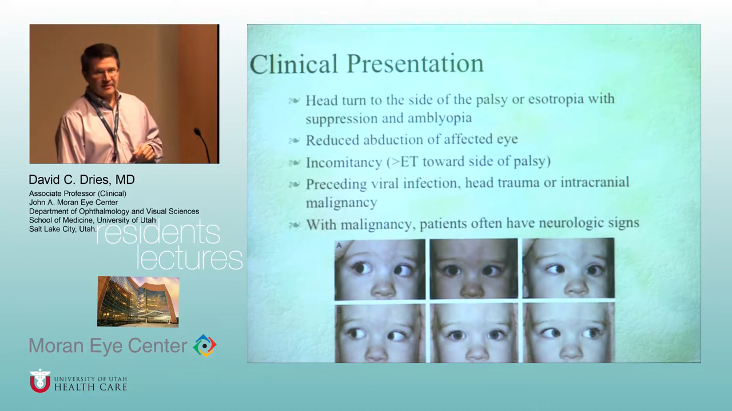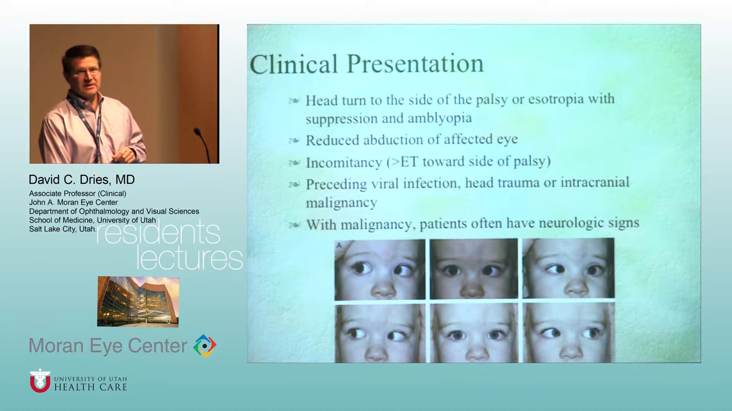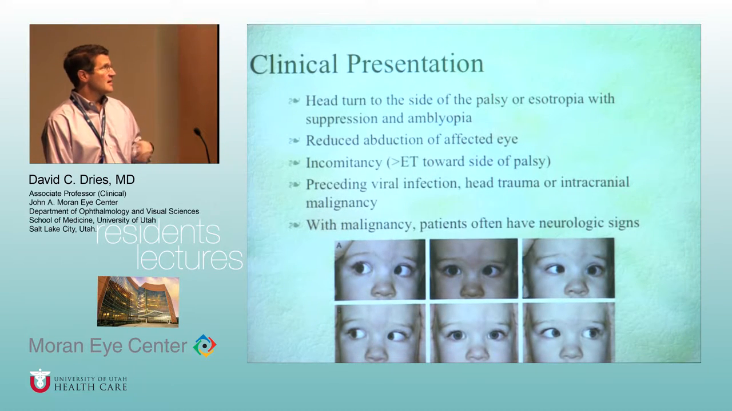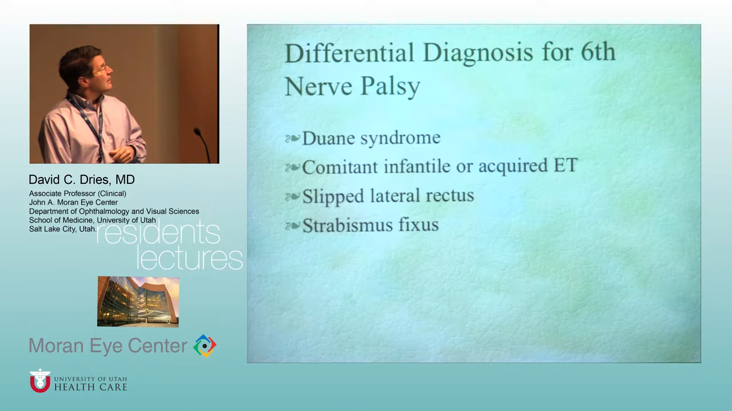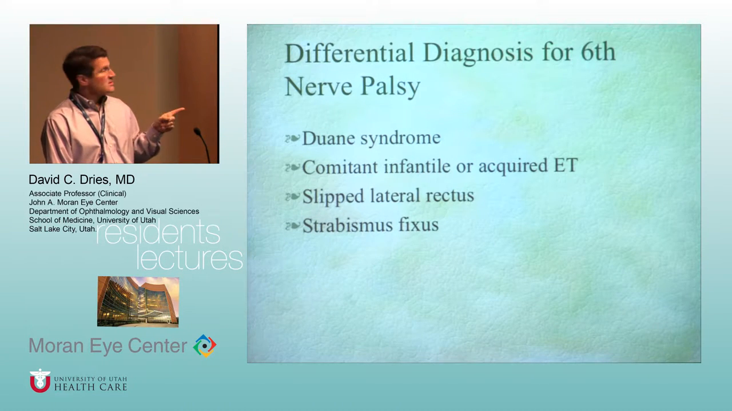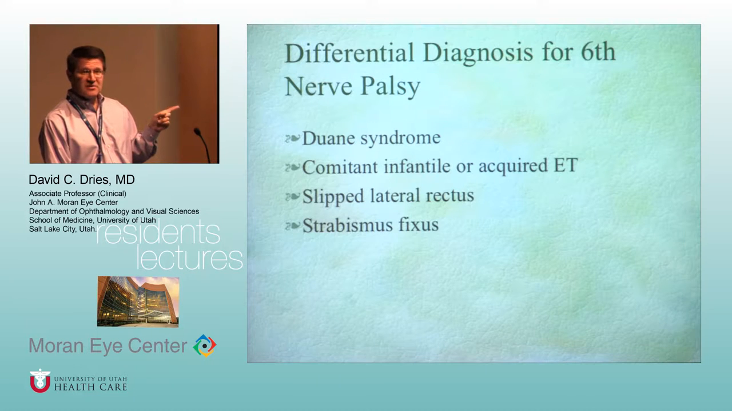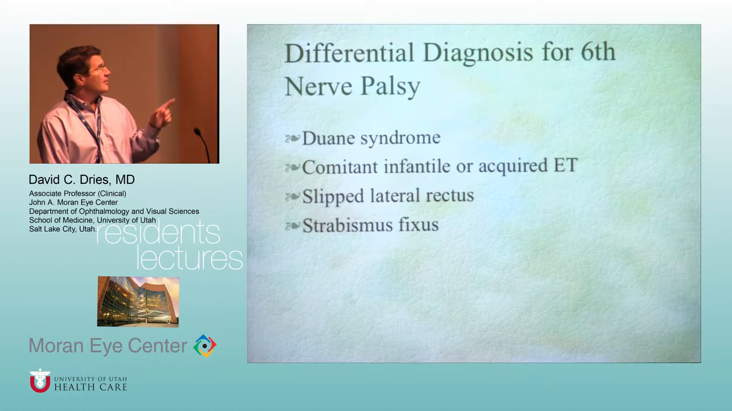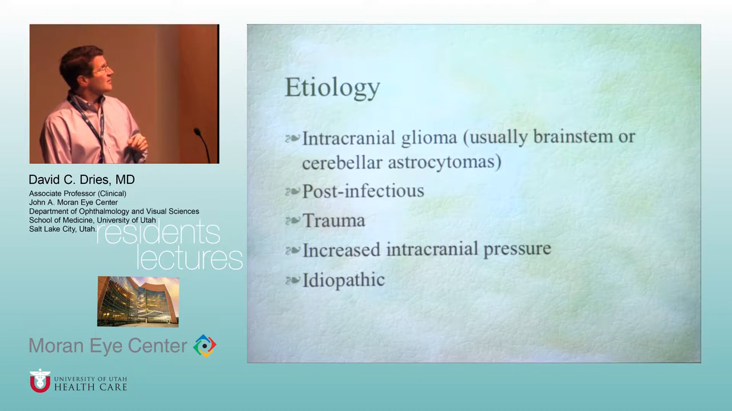And trauma definitely is up there in kids. And if they do have hydrocephalus from a mass or other intracranial disease, they often have other neurologic signs. The differential also includes Duane syndrome, which we're going to talk about, and infantile esotropia where you can't get a child to abduct their eye because of poor cooperation, and a few other things that I don't want to talk about in detail.